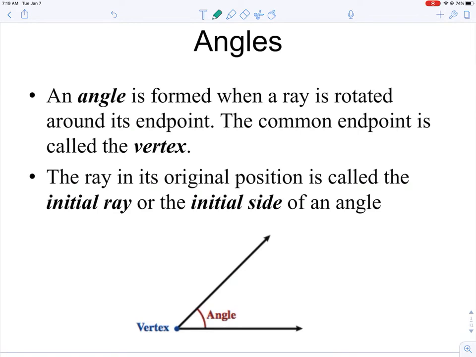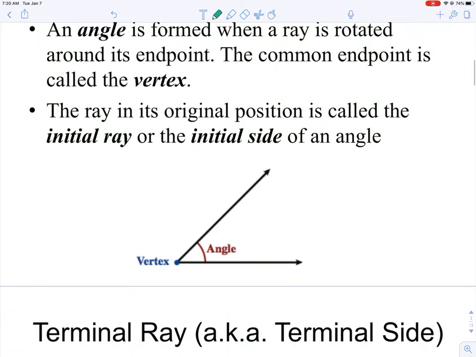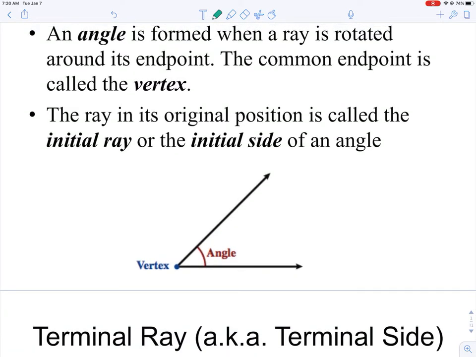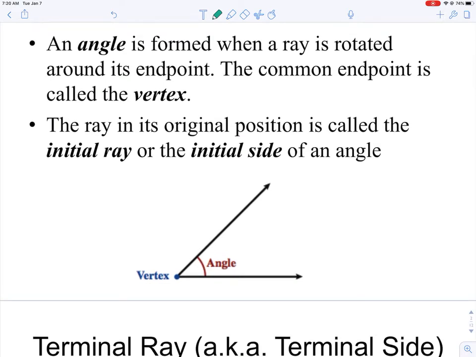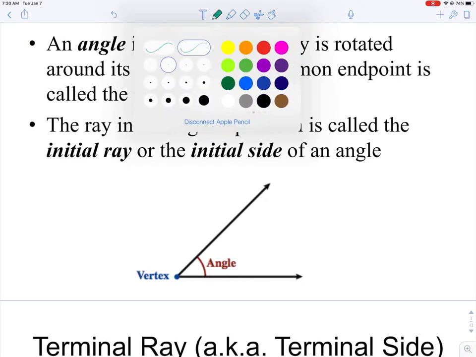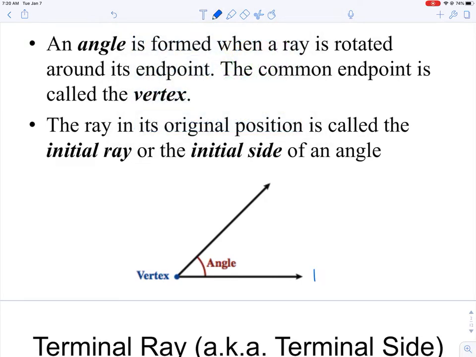So a little review from geometry. An angle is formed when a ray is rotated around its endpoint. That common endpoint is called the vertex. Okay, so you can see in the picture the vertex. The ray in its original position is called the initial ray or the initial side. So this would be the initial ray.